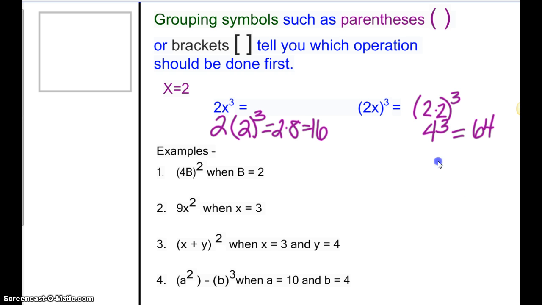So what I would like you to do, go in and fill these in. So 4b, the quantity there, squared when b equals 2. Go in, answer these, push pause, and then we'll come back in a moment.